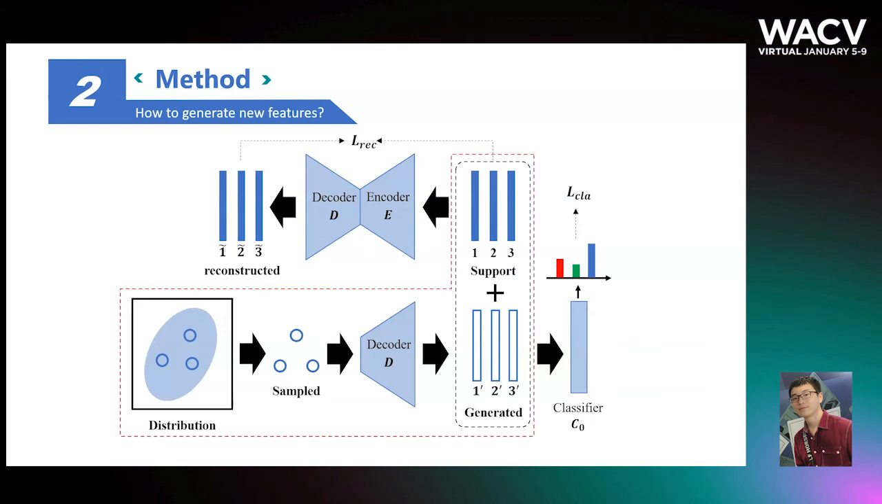The generation process is very simple. As shown in the red dotted box, we just need to use the decoder to generate features based on latent vectors randomly sampled from the latent space. In order to make sure that the generated samples have discriminability and diversity, we set up reconstruction loss and classification loss to constrain the decoder during the training stage.